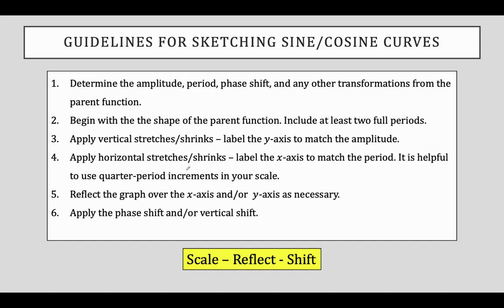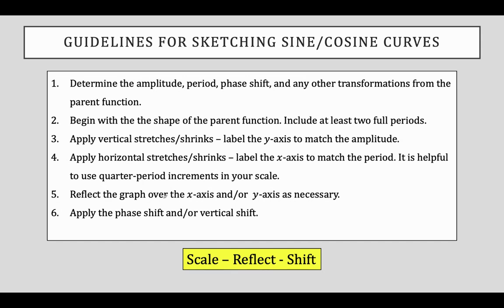4, apply your horizontal stretches and shrinks. We're going to change our period. Label the x-axis to match the period. It is helpful to use quarter period increments in your scale. All right? You'll notice I'm going to use quarter period increments whenever I'm graphing sine and cosine functions. Those will be where my tick marks are on my x-axis.